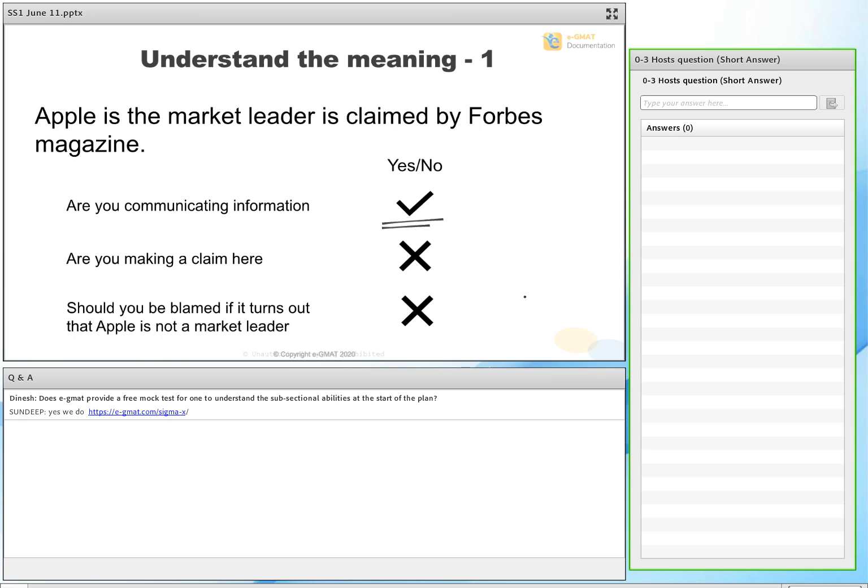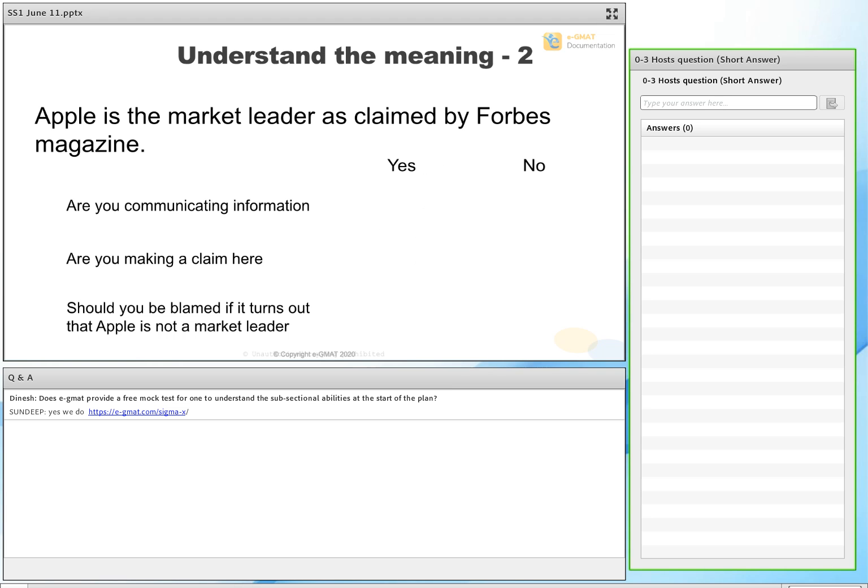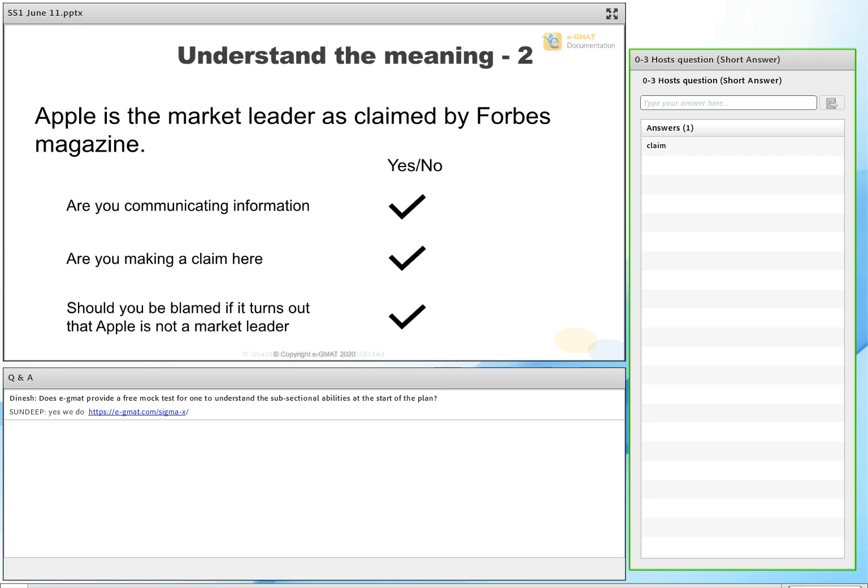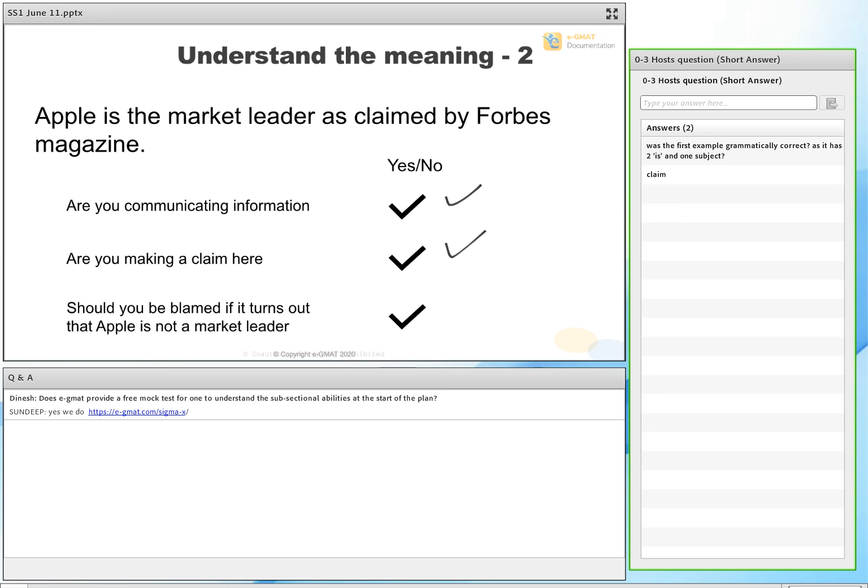Let's change this sentence structure to the sentence structure in choice D. Apple is the market leader as claimed by Forbes magazine. What are you doing over here? In this case, what you're really saying is you're using Forbes as a source, but you're also saying, hey, believe me, I'm also backing that claim, because Forbes was also saying that. So are you communicating information? Yes. Are you making a claim here? Yes. Should you be blamed? Absolutely. Can you see the difference of this? Yes, X is claimed by.